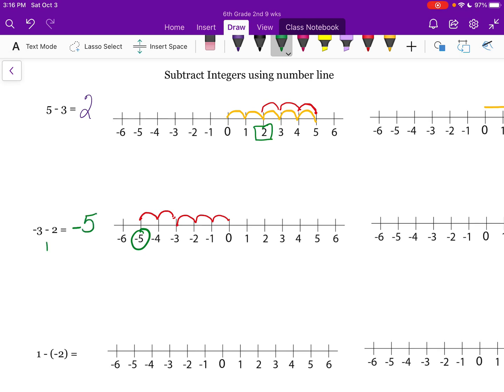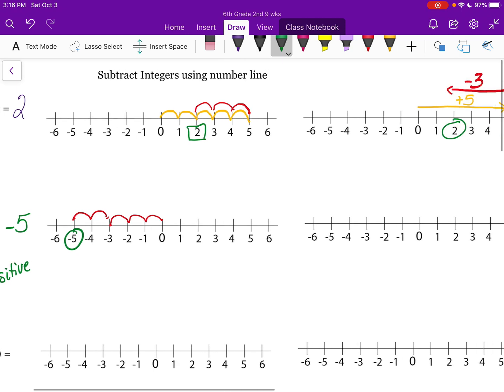Sometimes it helps kids to think of the subtraction sign as less. So this one we're getting less positive. So if we're getting less positive, do we go to the right or to the left? Yeah, that means we're going away from the positives, right? So we're going to go to the left.